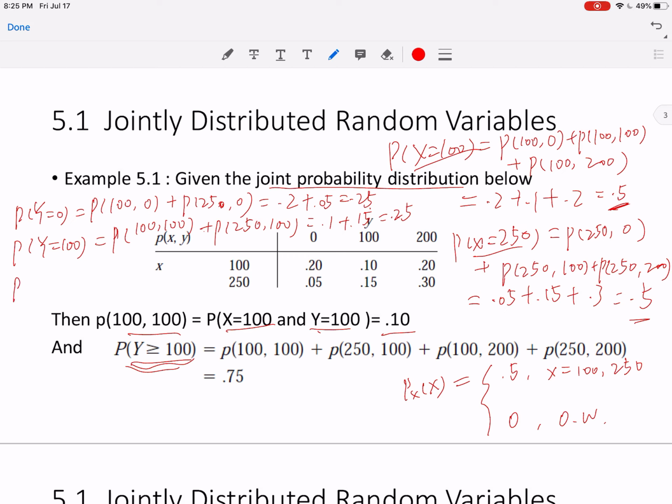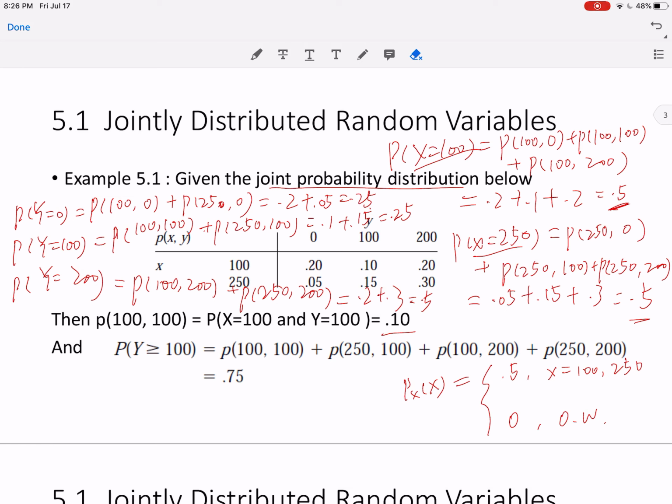And then we need to find the probability y is equal to 200. Of course, if y is 200, x could be 100 or 250, so that would be equal to p of 100, 200, plus p of 250, 200. That would be equal to 0.2 plus 0.3, which is 0.5. Let me clean this for a quick. Of course, 0.2 is coming from here, 0.5 is coming from here.